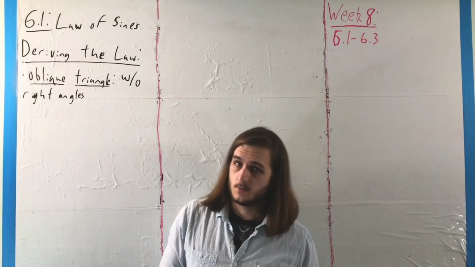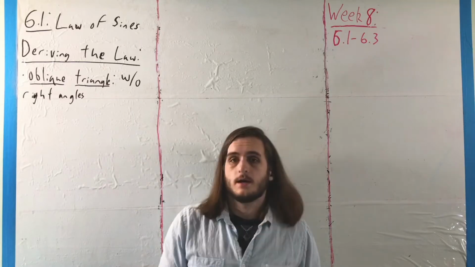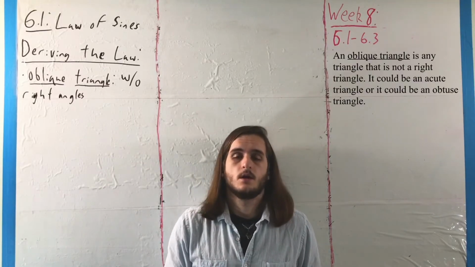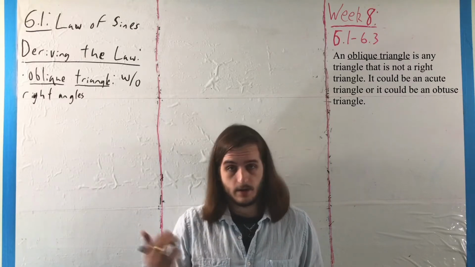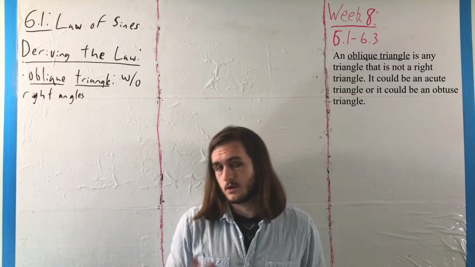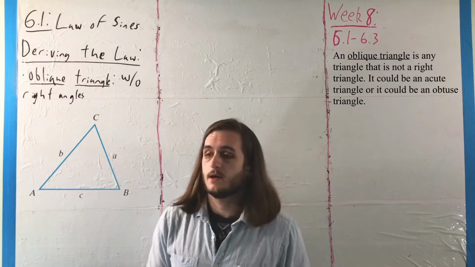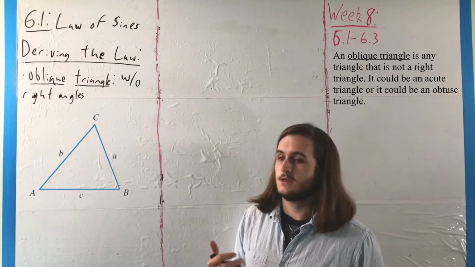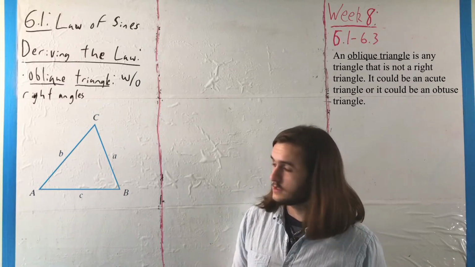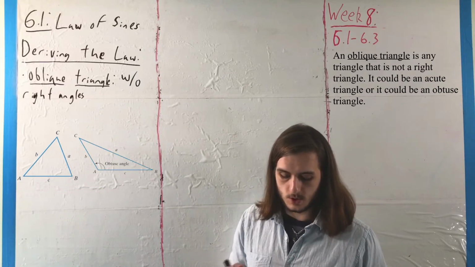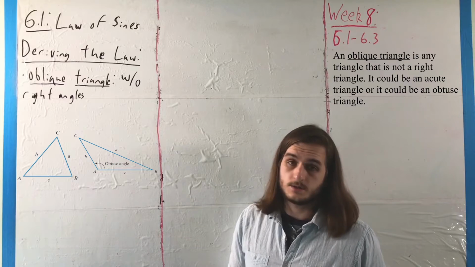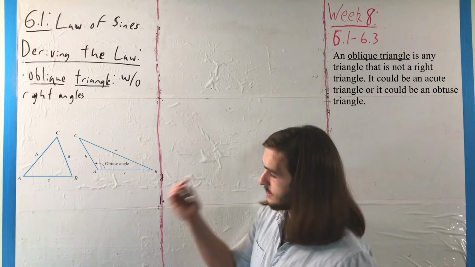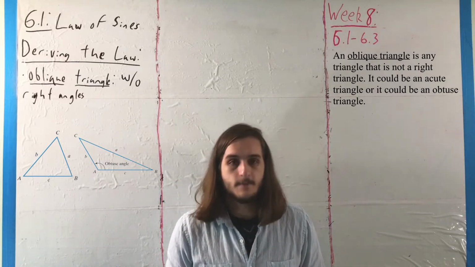So moving into section 6.1, we are looking at what are called oblique triangles, where an oblique triangle is any triangle that does not have a right angle. To get one of these, there are a couple of arrangements. Either we can have a triangle with all acute angles, all angles less than 90 degrees, or we can have one that has two acute angles and one obtuse angle. But the point is, nothing in here is 90.